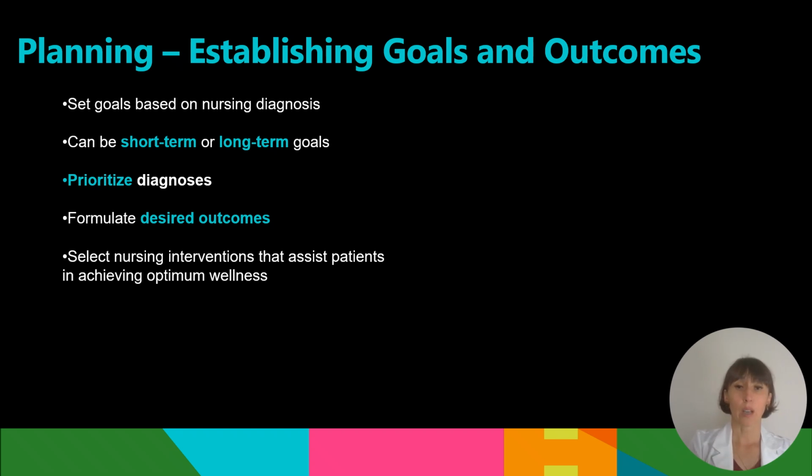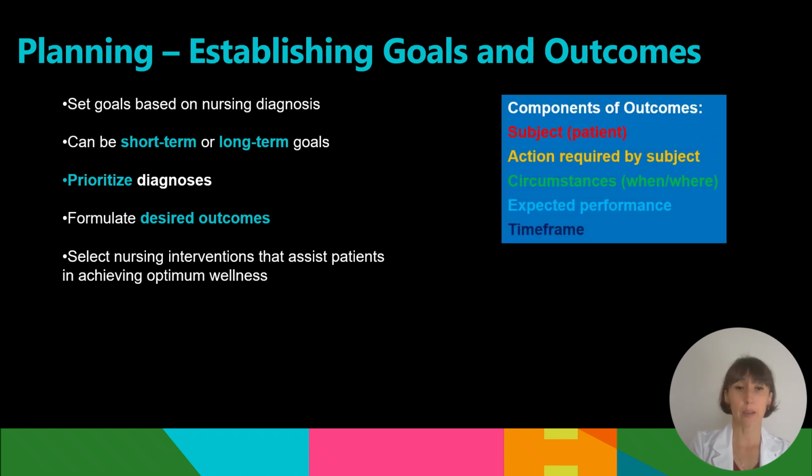When writing outcomes, we follow, again, a structured format, like we talked about the specific format that the nursing diagnosis must have. The same here. We need to have structured format. Each outcome should clearly identify the subject. Usually your subject is the patient, sometimes it could be family. The action required is going to be the next part. Then the circumstances, then the expected performance, and finally the time frame.